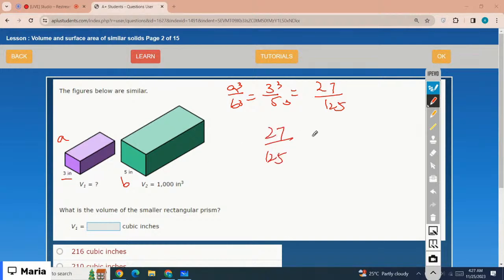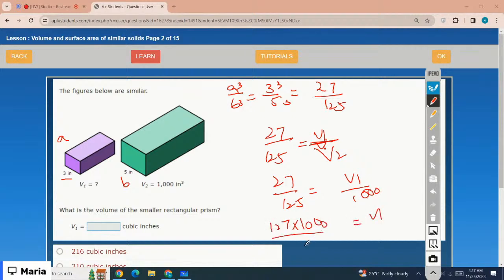That is V1 over V2, right? Okay, you are given the value of V2. So 27 over 125 equals V1 over 1000. So then V1 equals 27 times 1000 divided by 125. Right, so let me just do the calculations.